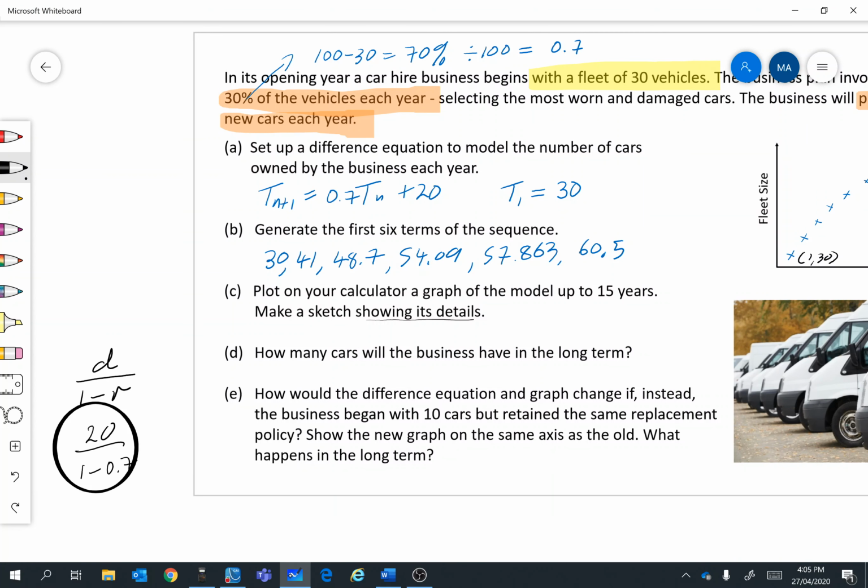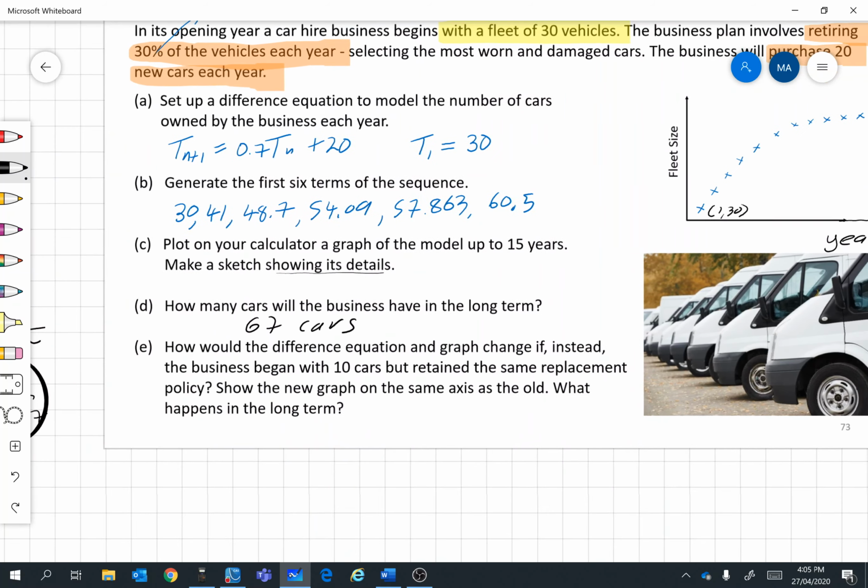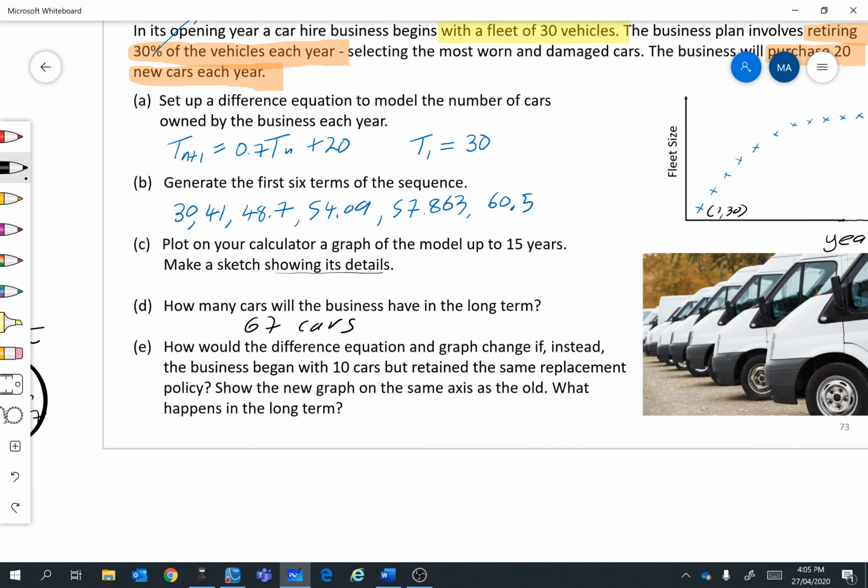Okay, so we'll say 67 cars in the long term. Now, how would the difference equation and graph change if instead the business began with 10 cars? Righto. So we'll switch to red on this one.